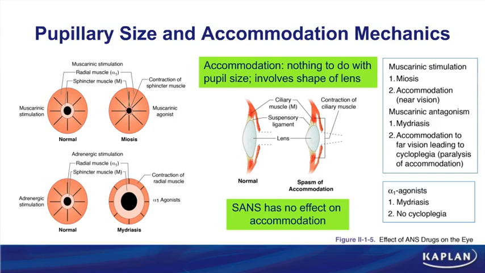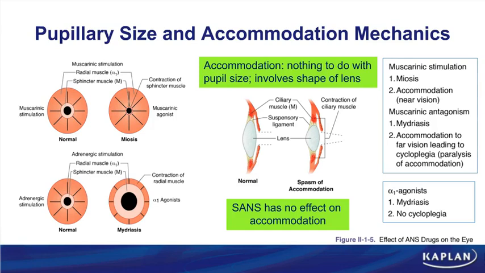If you put this together, if I activate muscarinic receptors, pupil diameter, you're going to constrict, miosis. But then you're also going to get accommodation for near vision. But what if I block muscarinic receptors? I get the opposite. I get mydriasis and accommodation to far vision leading to cycloplegia. Muscarinic blockers will paralyze accommodation, and that's an important property to remember.